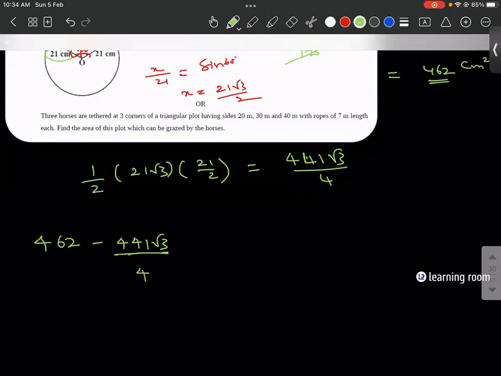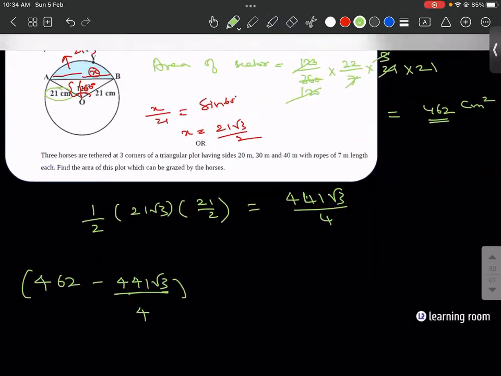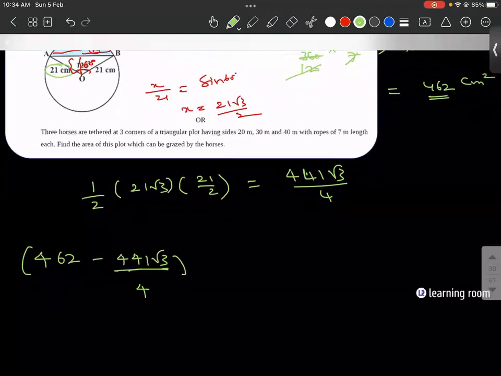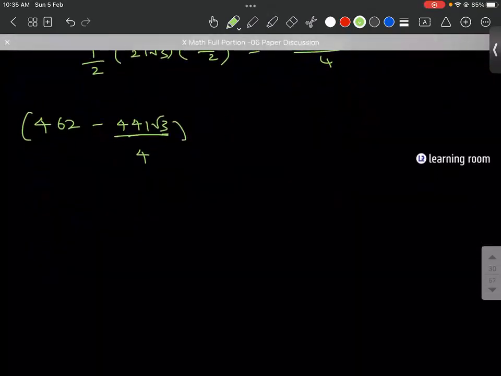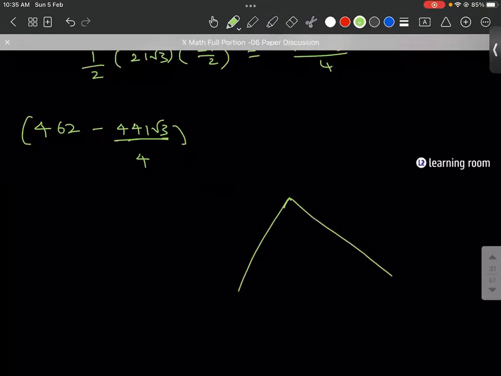Sir, I did the odd question. Can you tell the answer for that? Yeah. 3 horses are tethered at corners of a triangular plot having sides 20, 30, and 40 centimeter with rope of 7 meter length each. Find the area of the plot which can be grazed by the horses. Sir, I got the answer is 77 meters square.